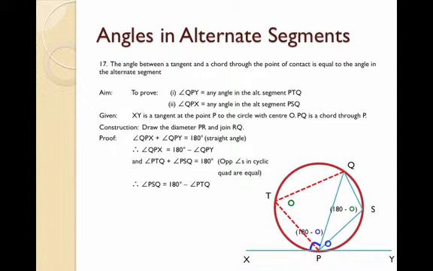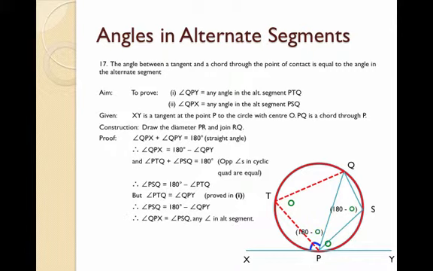Therefore, angle PSQ equals 180 minus the angle PTQ, which is the green circle. But angle PTQ equals angle QPY, which we proved in our first part. Therefore, angle PSQ is going to be 180 degrees minus angle QPY, meaning that angle QPX will equal any angle PSQ in the alternate segment.